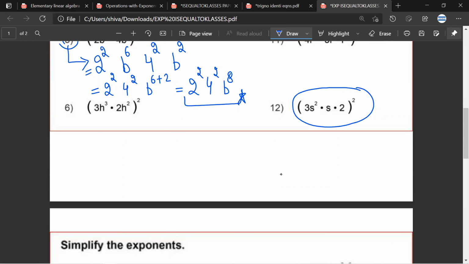We'll multiply 2 by all the indexes. So 3 raised to the power 1, s raised to the power 4, and s raised to the power 2 into 2 raised to the power 2. So we can combine both the s and s: 3 raised to the power 2 into 2 raised to the power 2 into s raised to the power 6.